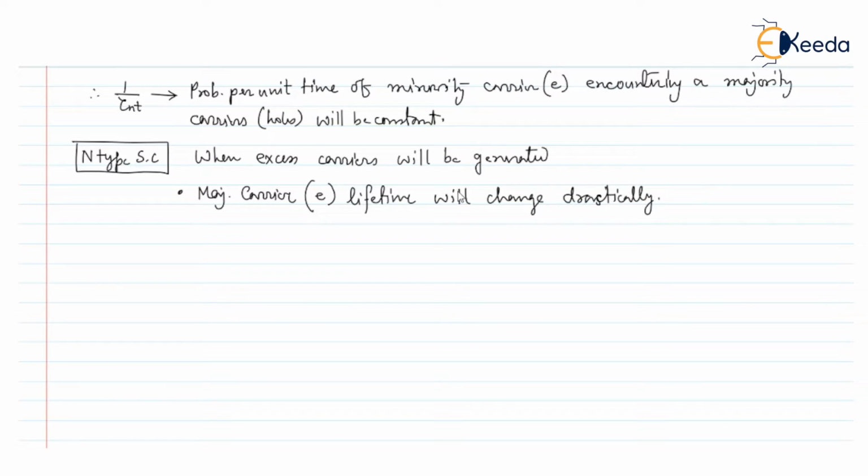That happens in the p-type semiconductor also. In the p-type semiconductor, we have seen the majority carrier, that is the hole lifetime, changed drastically. And here for the n-type semiconductor, the majority carrier, that is the electron lifetime, will change drastically. Similarly, the minority carrier, that here will be the hole lifetime, will change zero. That means it will remain constant.